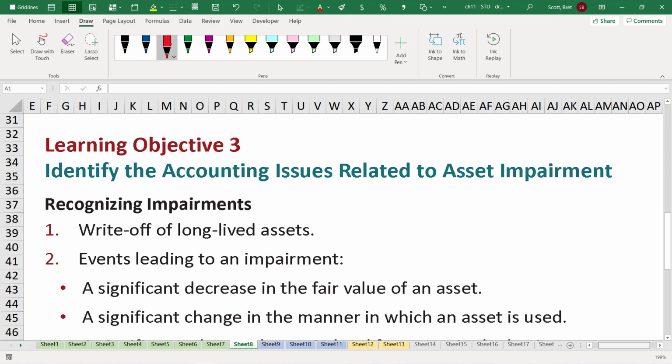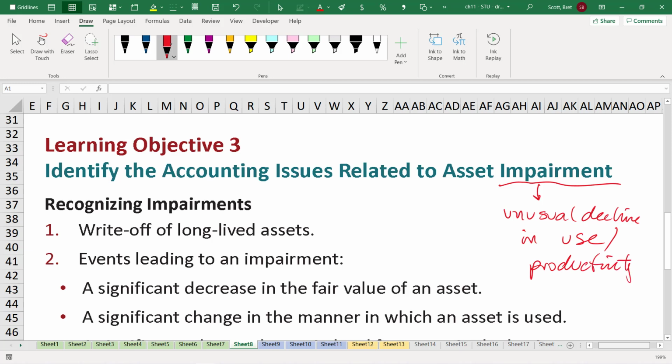Well, it has to deal with assets that have become impaired, or should we say, somehow have become broken, or they've just worn out. Impairment is somewhat of an unusual decline in use or productivity. However you want to classify it, the idea behind impairment is that we have assets on our books that are potentially too high in value.